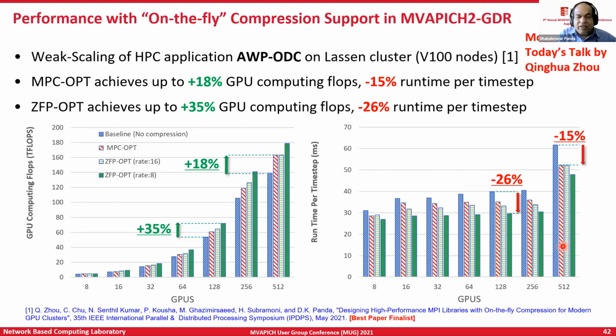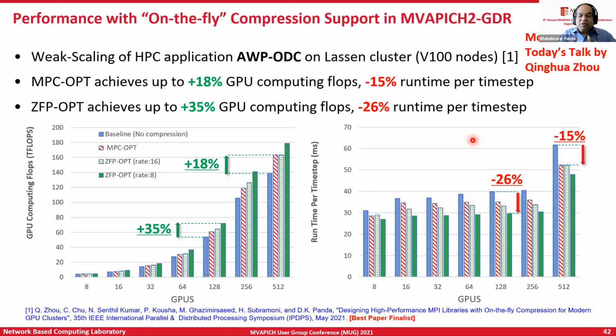So then this is the feature, on-the-fly compression. The idea is that, as you know, we have the CUDA-aware MPI concept I introduced earlier. That means you can do communication directly from GPU to GPU. So then the question is, if I'm trying to send a large message, instead of sending the large message, can I actually do compression on the fly?